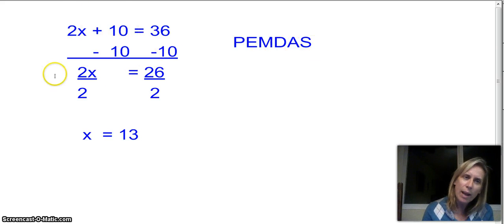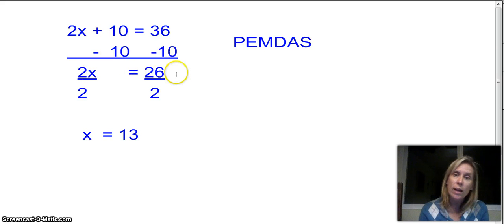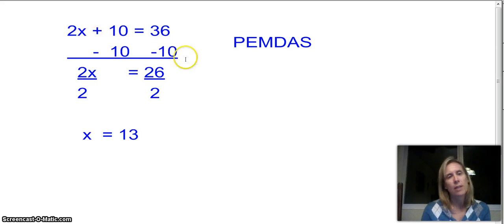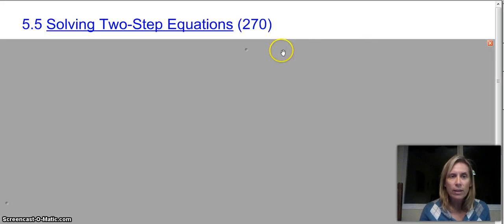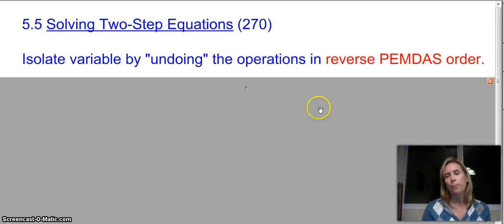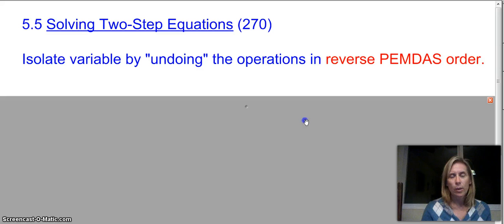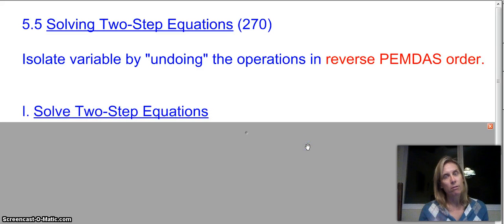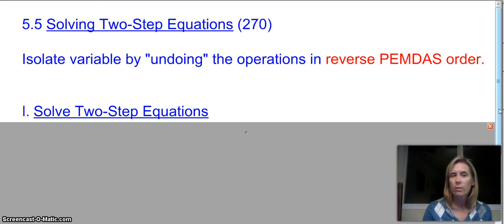But when we're undoing the operations, a good strategy is to undo them in reverse PEMDAS order. Undo any addition or subtraction, and then undo any multiplication or division. So it's a reverse order. When we're solving two-step equations, we'll isolate the variable by undoing the operations in reverse PEMDAS order. There are other ways, but this is a great rule of thumb. It's a great strategy, and it really works. So, a good one to use.